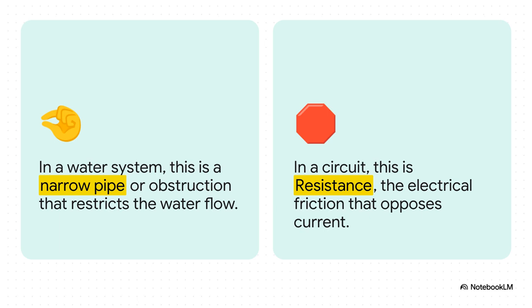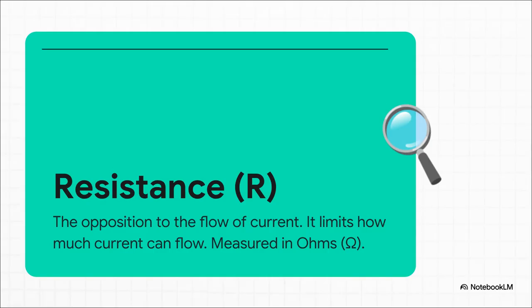What if we squeeze it, make it narrower? That's going to slow the water down, right? Well, that's resistance, which you can see here as D-wrench. That's exactly what it does in a circuit. It's like electrical friction. So resistance is just a property of a material that opposes that flow of current, and we measure it in ohms.